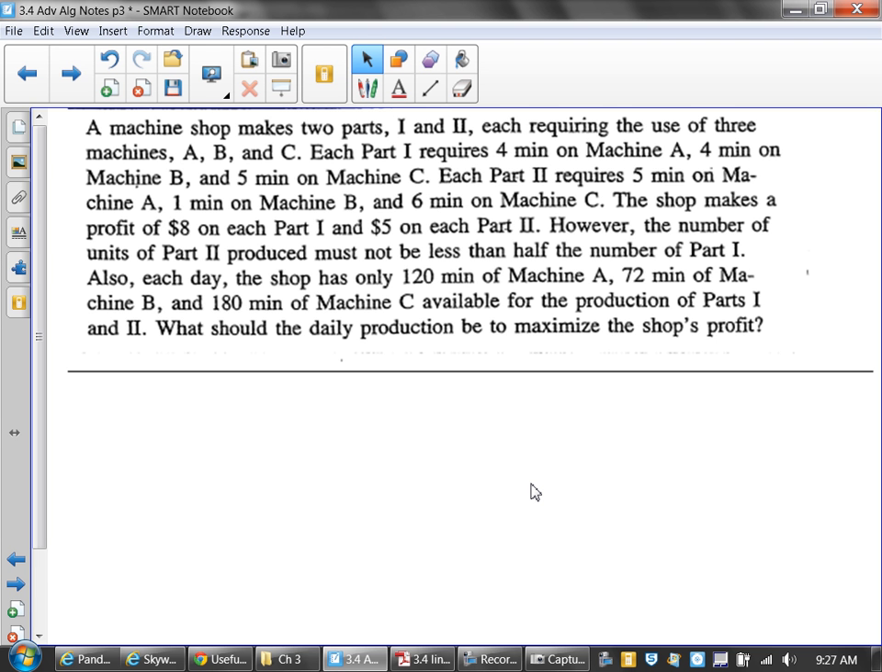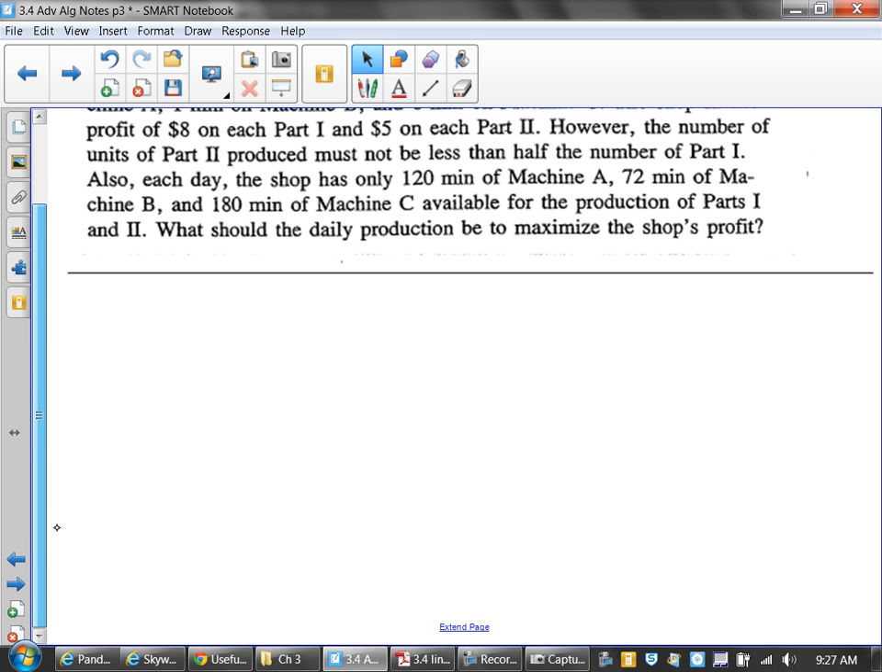So here's what we've got. You have machines A, B, and C. What I do when I start to work with a super complex problem is label things. I'm going to say part 1 is X, part 2 is Y. Is that okay? Yeah. X and Y.